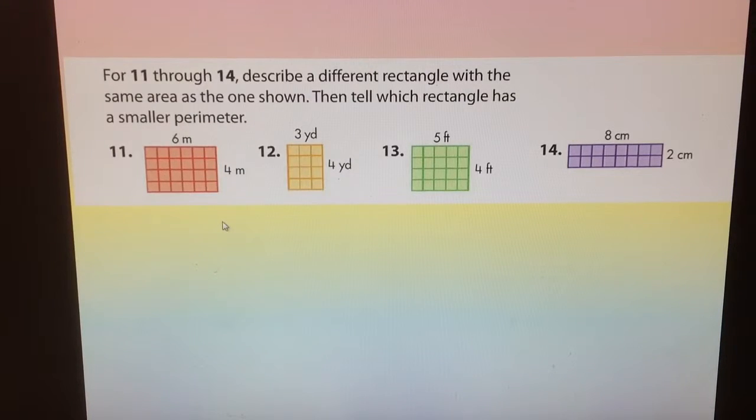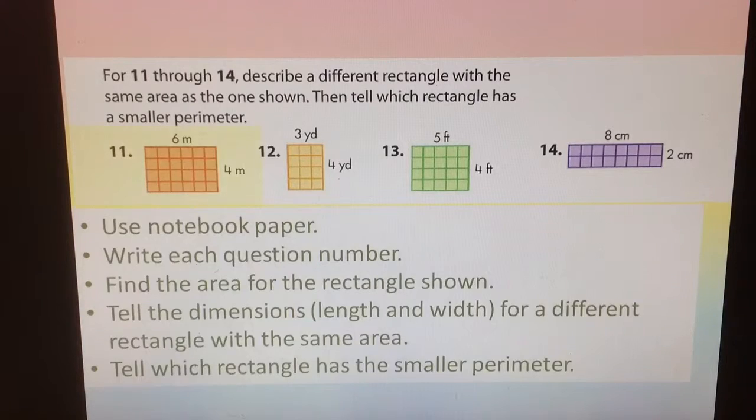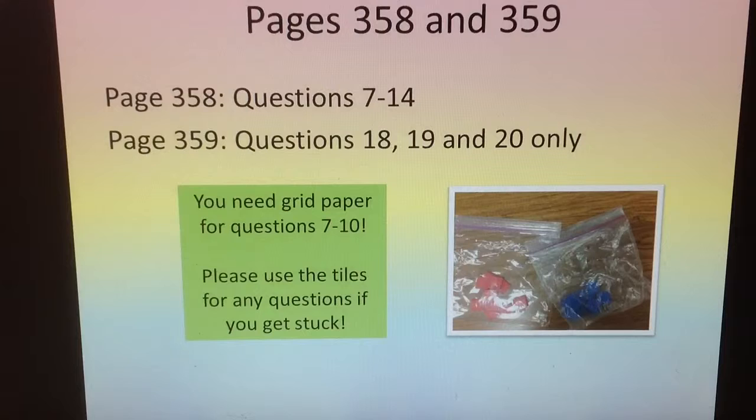These questions were tough as well. 11 through 14 was also tough. We wrote each question number. We found the area for the rectangle that was shown. So here we do 6 times 4, or 24 for the area. And then we told the dimensions, the length and the width for a different rectangle with the same area. And then we said which rectangle has the smaller perimeter. These are the questions we did today, and that was it.